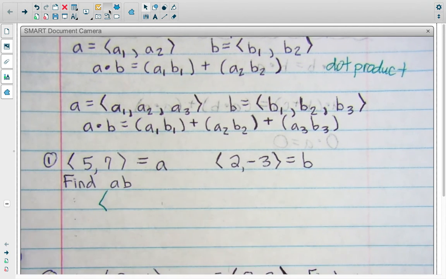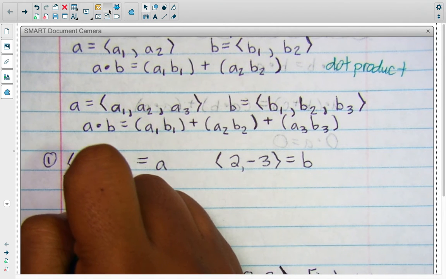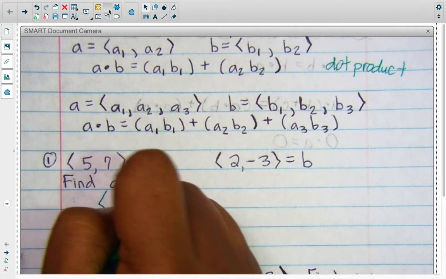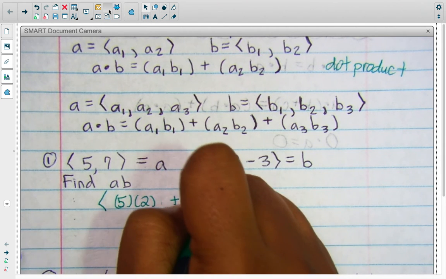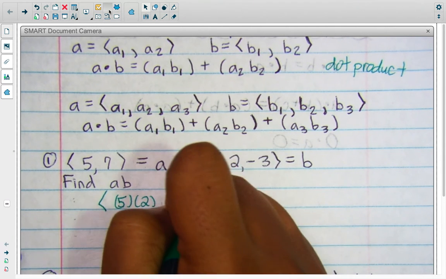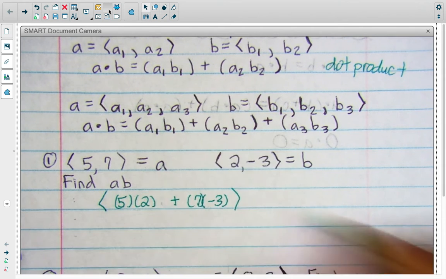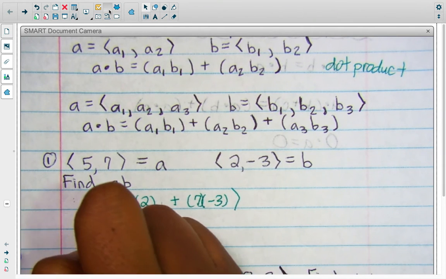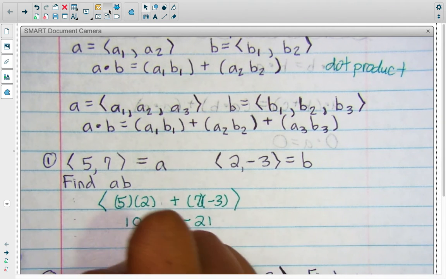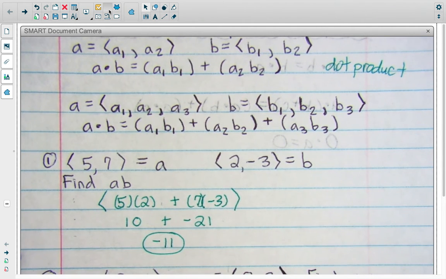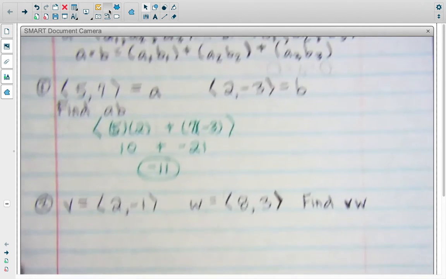So if I set up my steps there, we're doing 5 times 2, and we're going to add that to 7 times negative 3. 5 times 2 is 10. This gives me negative 21. I add that together, we get negative 11. So you're only going to get a number back, and there's nothing wrong with just getting a number back.